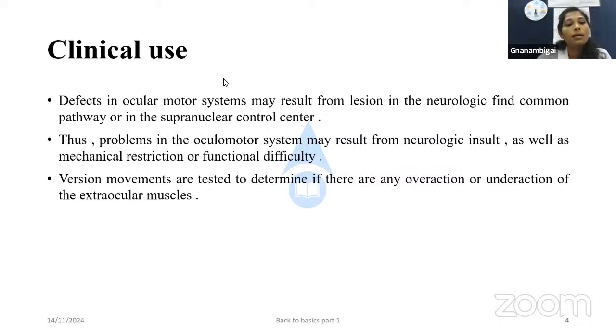Sorry for the interruption. What is the clinical use of ocular motility? If there are any defects in the ocular motor system, they may result from lesions in the neurological final common pathways and supranuclear control system. Thus, problems in the ocular motor system may result from neurological causes as well as from mechanical restrictions or functional difficulties. Version movements are tested to determine if there is any overaction or underaction of extraocular muscles.